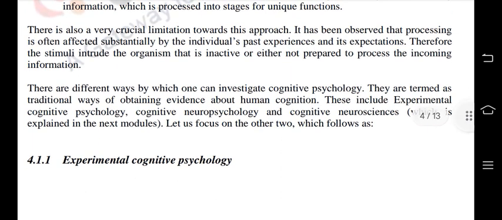information. There are different ways by which one can investigate cognitive psychology. They are termed as traditional ways of obtaining evidence from human cognition.